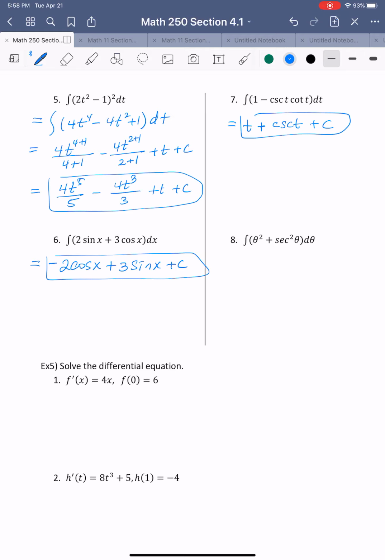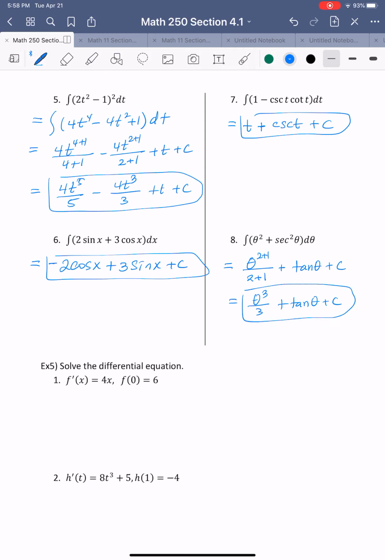For the theta squared, which becomes theta^(2+1) over 2+1. And then the integral of secant squared theta becomes tangent theta. Then you get theta cubed over 3 plus tangent theta plus c.